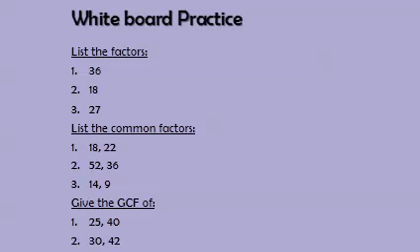Now here you have some exercises. I'm not going to solve them. They are bonus questions. Those who are going to give me the answers in the live session, I'm going to give you bonus points. In the first one, you have to list the factors of 36, 18, 27. Then give me the common factors of 18, 22, 52, 36, 14, and 9. And in the last exercise, you have to give me the GCF of 25, 40, 30, and 42. As I told you, this is a bonus exercise.